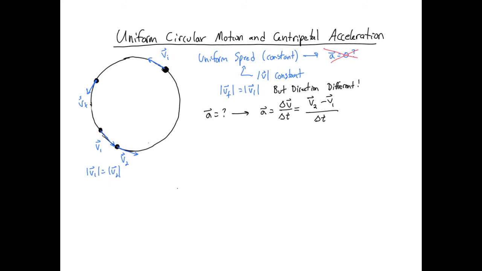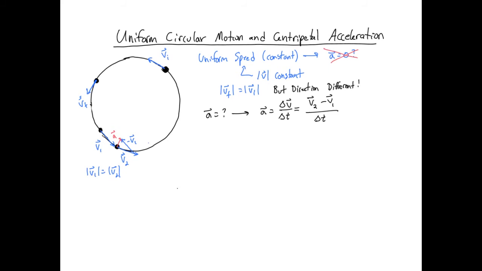So I'm going to take v2, I'm going to take v1, put it head to tail, but then flip the direction because I have a negative sign. So that vector represents negative v1 added head to tail. The result, if I divide by the time, is the acceleration vector. So the result is right here. That is my acceleration vector.